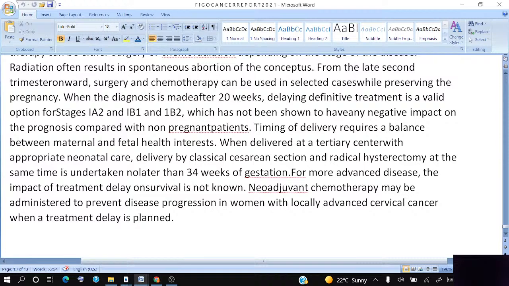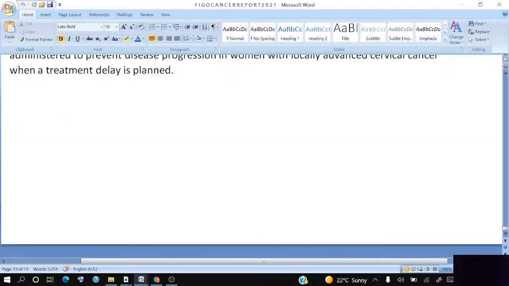So here, neoadjuvant chemotherapy may be administered to prevent progression of the disease in the woman, especially in locally advanced cervical cancer. We can make a delayed treatment plan, or manage according to the situation of the patient. Okay, alhamdulillah, I finish my topic here.